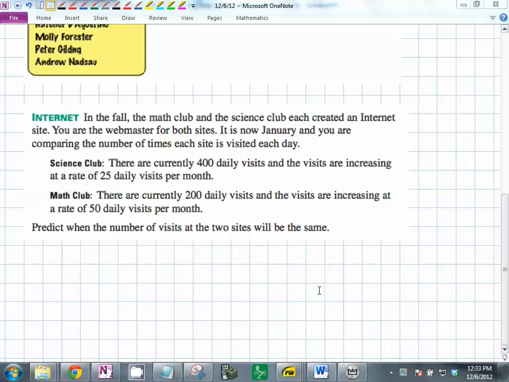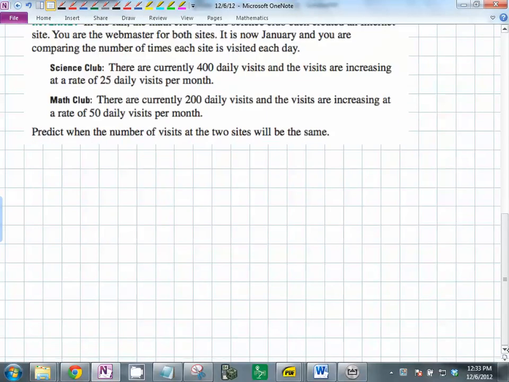So let's look at the question first. Predict when the number of visits at the two sites will be the same. Right now the science club has more, but what's happening with the math club's number? It's going up faster.